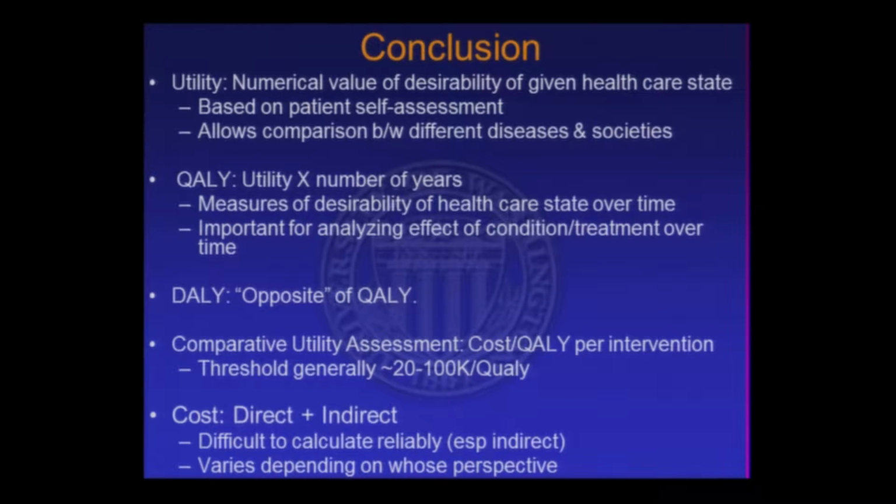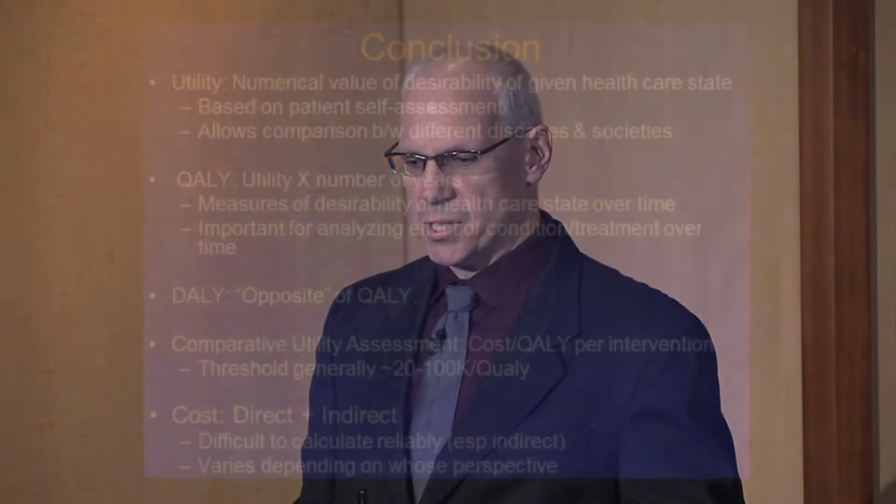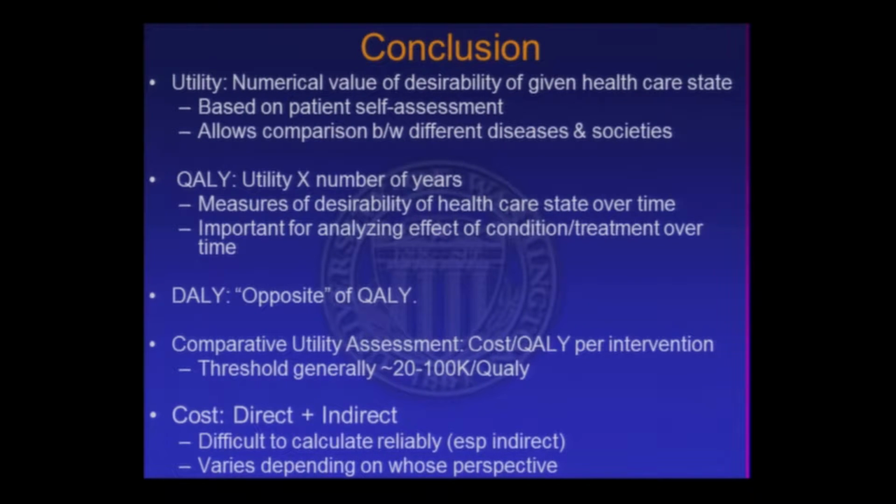A DALY is basically the opposite of QALY. It's a measure of disease burden. How many years at perfect health have been lost due to a disease state or disease condition? And then the comparative utility assessment is basically cost per incremental gain in QALY, which is extremely important in determining the value of a specific treatment or intervention. And then when looking at costs, it's important to consider direct and indirect costs. So thank you very much for your attention.